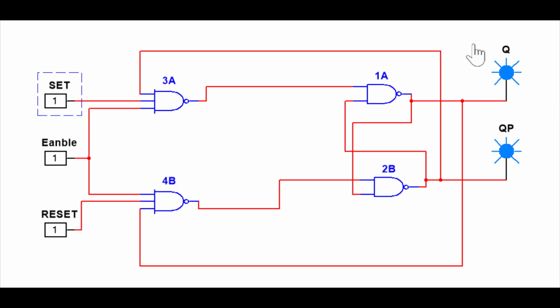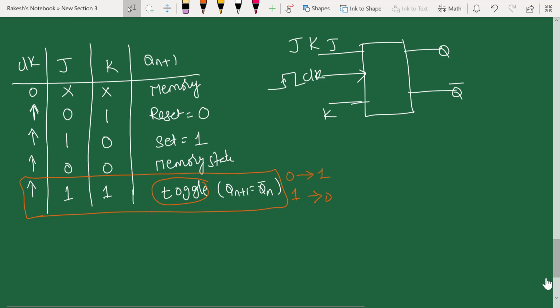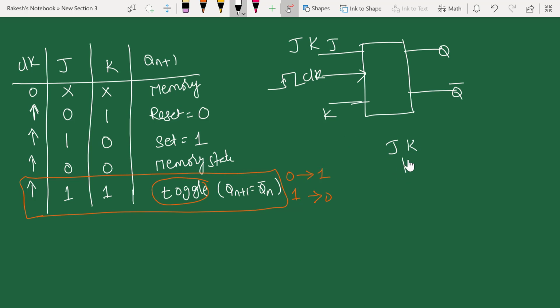So that is the reason instead of saying complemented, we always say that J equals 1, K equals 1 is going to toggle the output. If 0 is there, it becomes 1. If 1 is there, it becomes 0. So this is the toggling condition of the JK flip-flop. This will be useful in designing counters. Now you have verified the working of the JK flip-flop in Multisim software. Now if you compare here, your JK flip-flop is nothing but identical to an SR flip-flop.